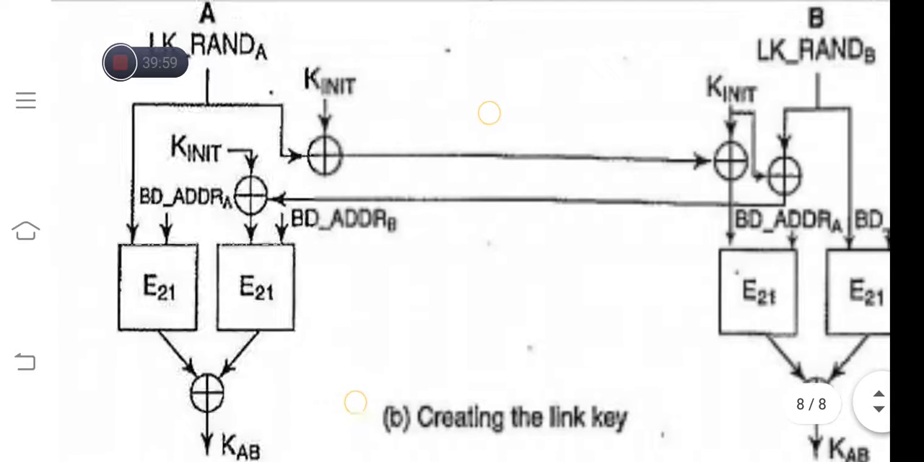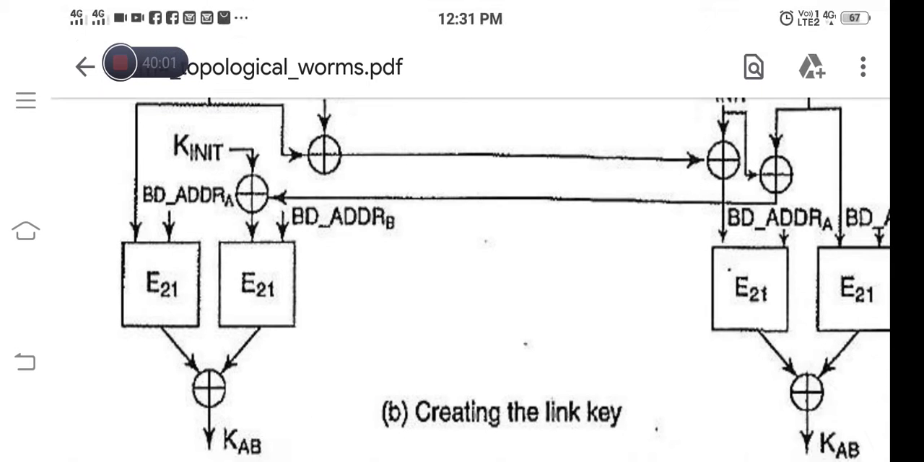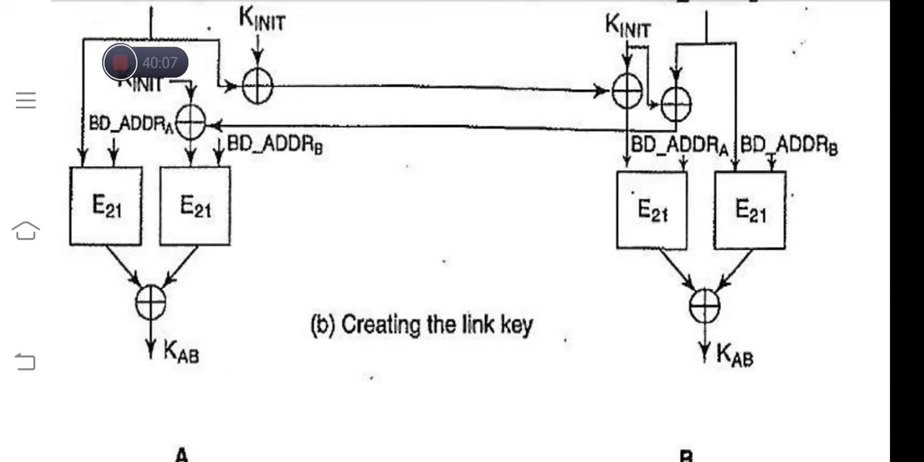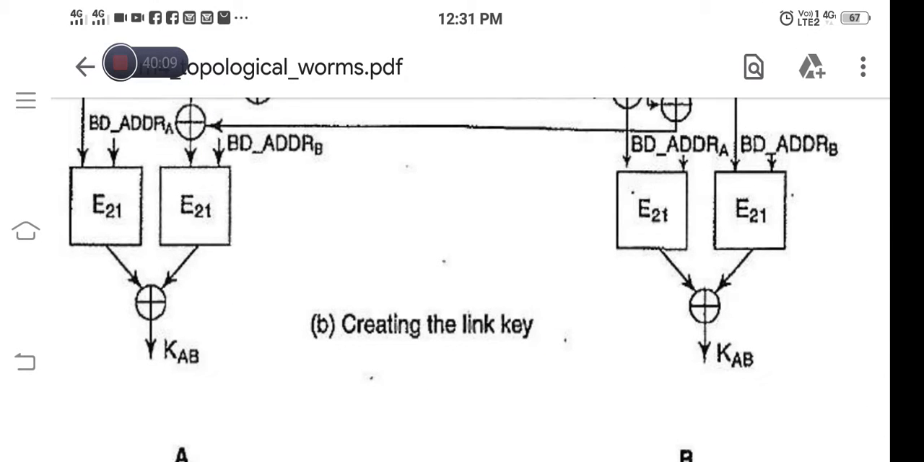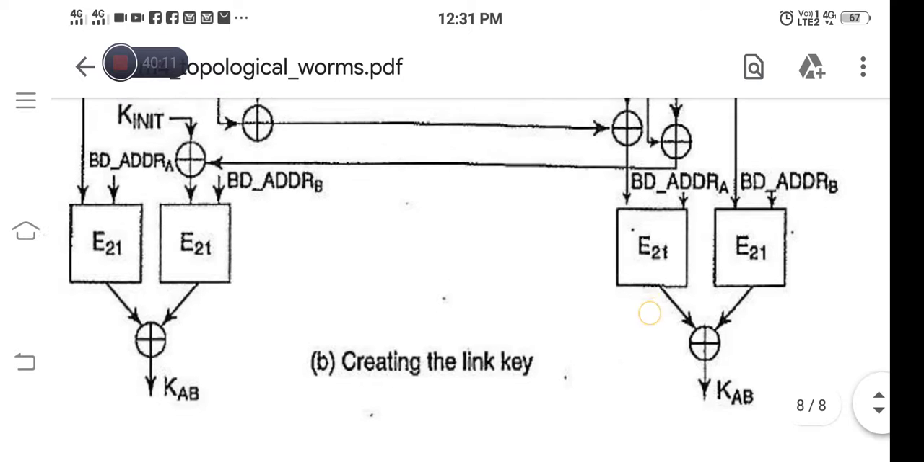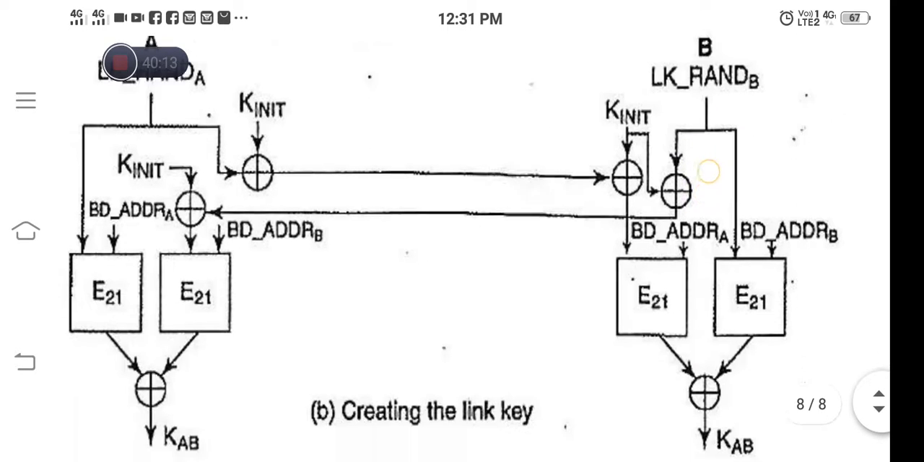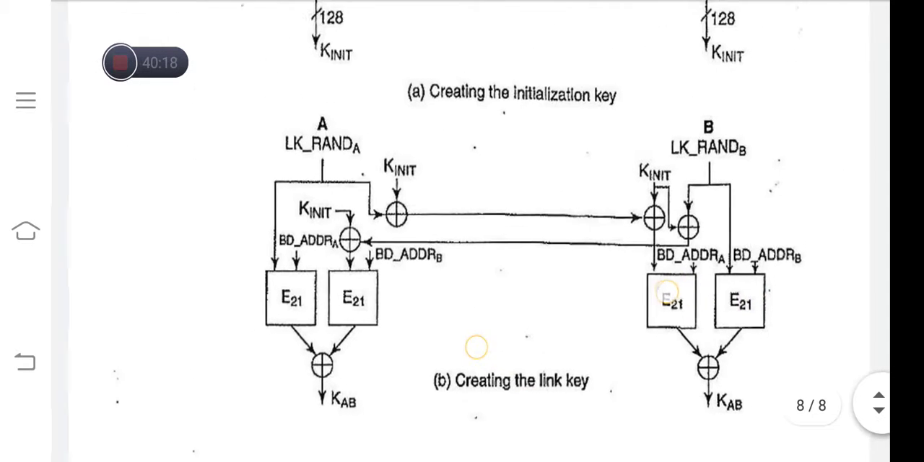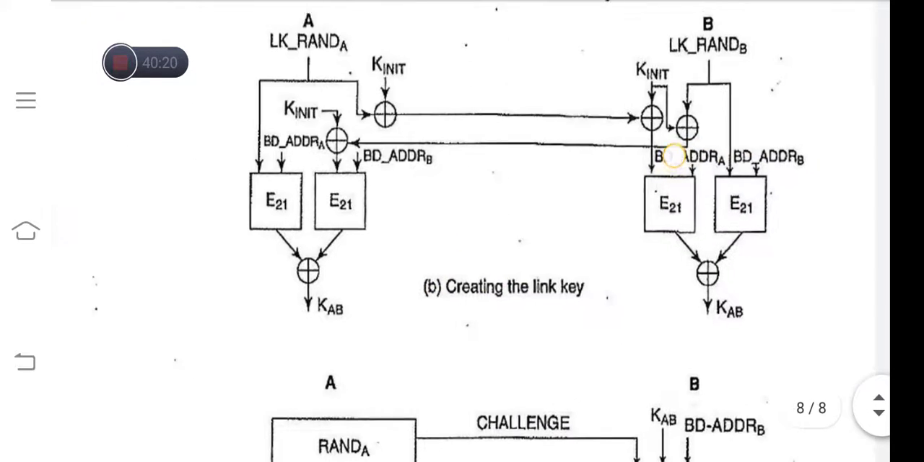Again, the output of each of the encryption algorithms will be XORed at the ends to get the KAB. So KAB is the link key which we have generated. At the first level we have generated the initialization key, at the second level we have generated the link key. So this is how the link key is generated.